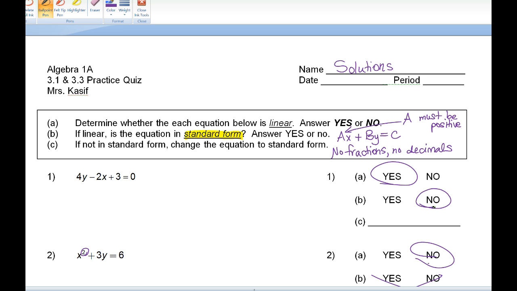No. So what I need to do, I'm going to move the 3 over. That's the constant. That's what we call c. So I have 4y minus 2x equals negative 3. Now, some of you might have done this in a different order, and that's fine, as long as we have the same end result. They should all look the same.